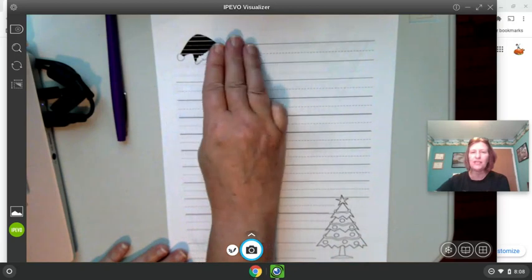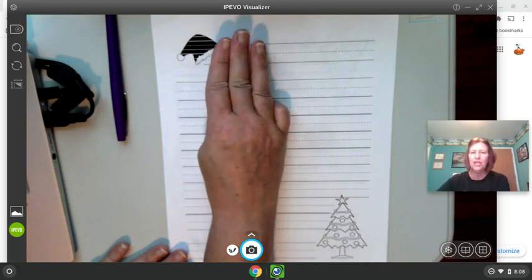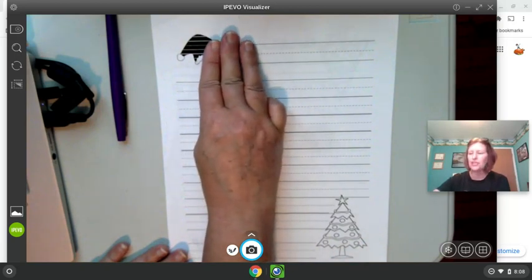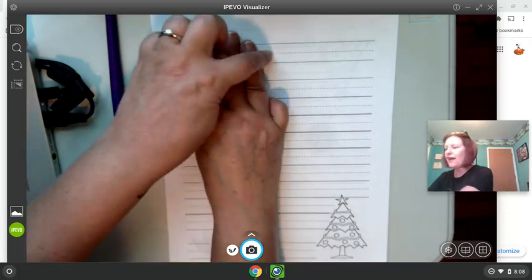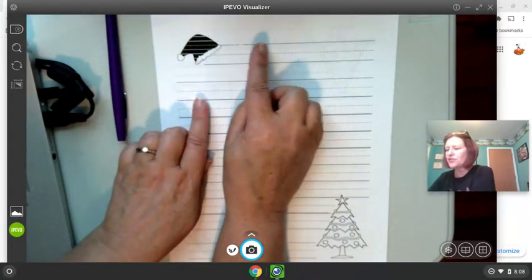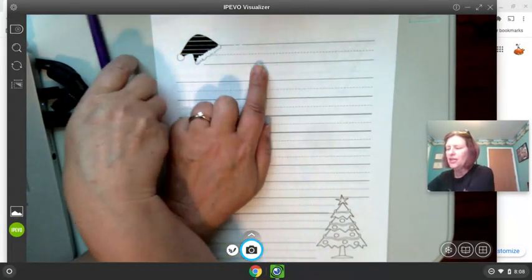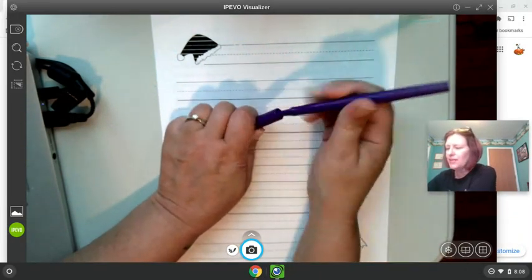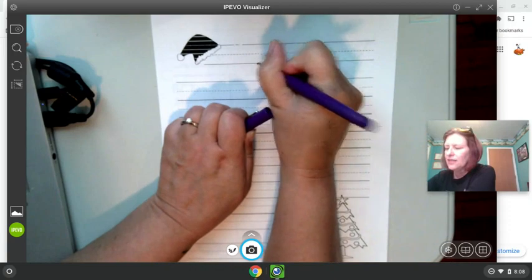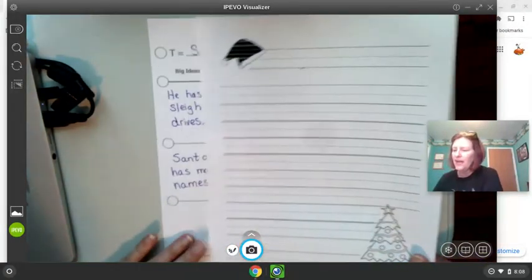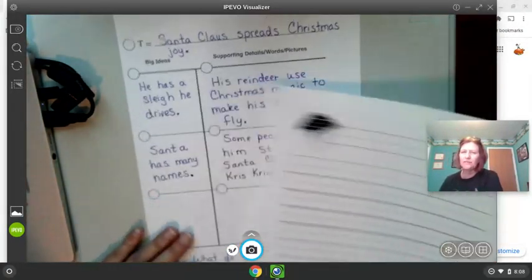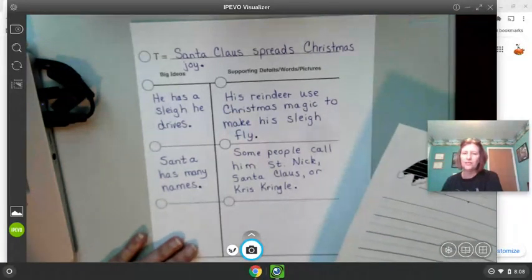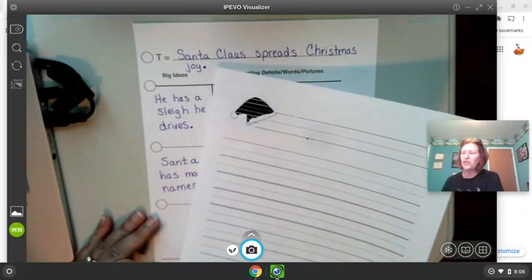And remember, I showed you the 3-finger method. You put your 3 fingers together, and then where that finger is at, that tells you where you're going to start. So I'm going to start about right here. Okay. Now I'm just going to put myself a little dot right there because that's where I'm going to start writing. Now I need to look at my organizer from yesterday.